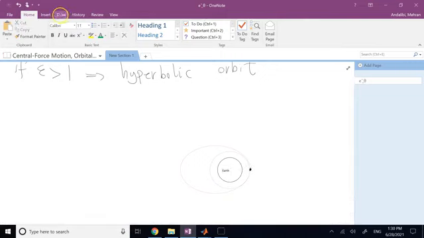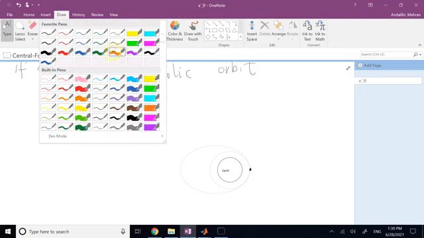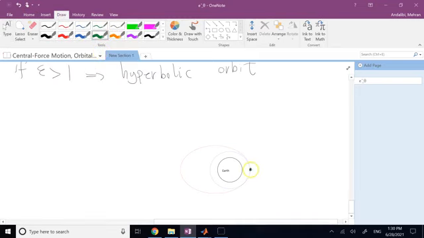And then, as I said, I can have this scenario, and then I can also have this scenario. So this is epsilon bigger than 1. This is epsilon equal to 1 parabola. This red one is epsilon between 0 to 1 elliptic. And this blue one is epsilon equal to 0 circular.